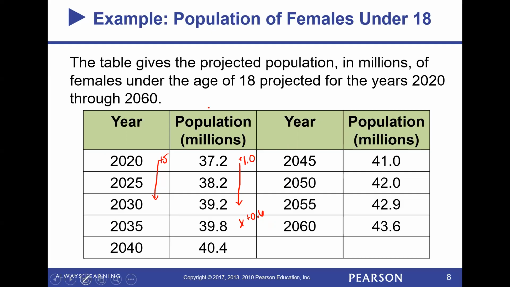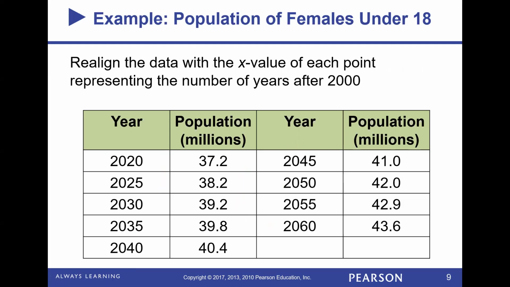So what do I do in cases like this? Well, for these, the first thing I want to do is let the calculator do most of the math, okay? So what we're going to do starting off is realign the data with the x values of each point representing the number of years after 2000. Now, how did I pick the year 2000? Well, that's normally going to be in the problem.